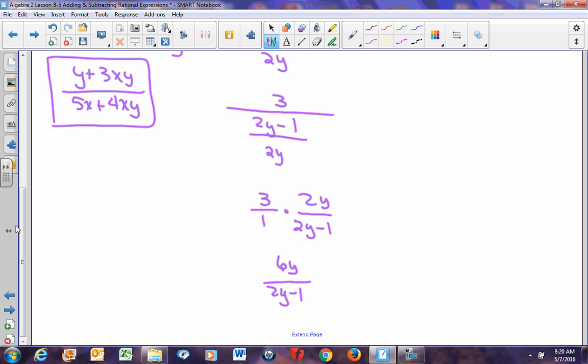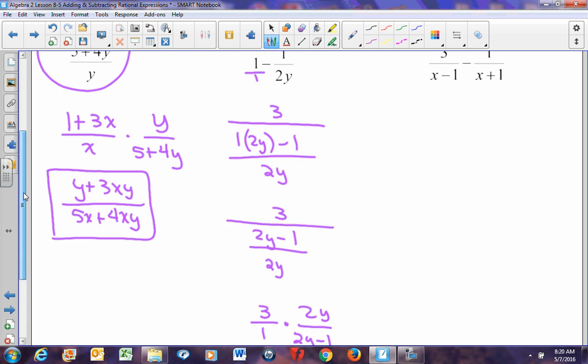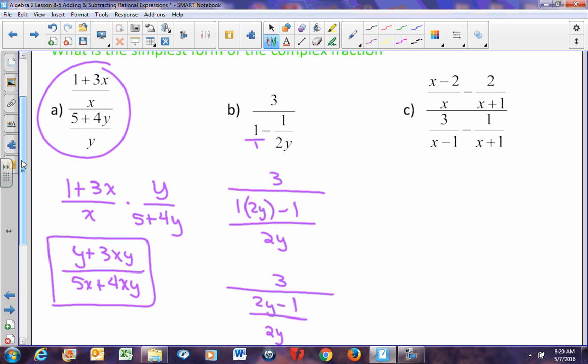And since there are no common denominators, like that. And interestingly enough, with complex fractions, you don't have to state a restriction. They don't make you state a restriction with a complex fraction, so we don't state restrictions with complex fractions. Here we are, letter C. This one's a bit more complicated.